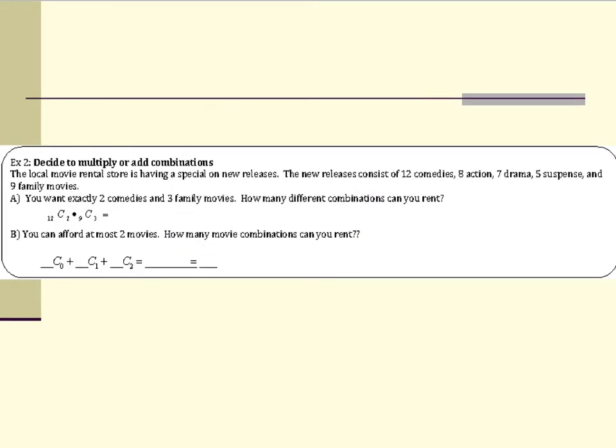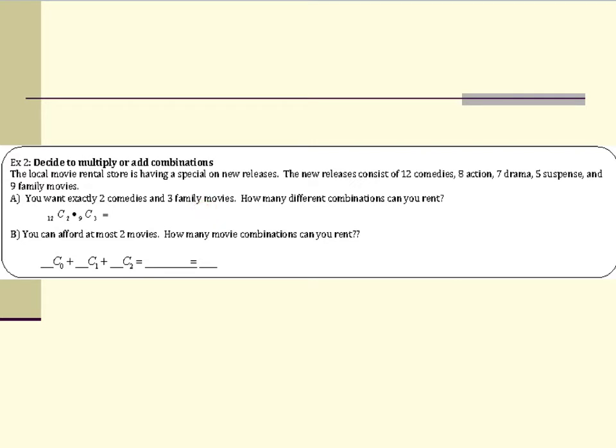Okay, example 2 here. Decide to multiply or add combinations. So we're going to be doing a couple combinations and we have to decide if we want to multiply them or add them. So the local rental store is having a special on new releases. The new releases consist of 12 comedies, 8 action, 7 drama, 5 suspense, and 9 family movies. You want exactly 2 comedies and 3 family movies. Okay, so you want both of these. How many different combinations can you rent?